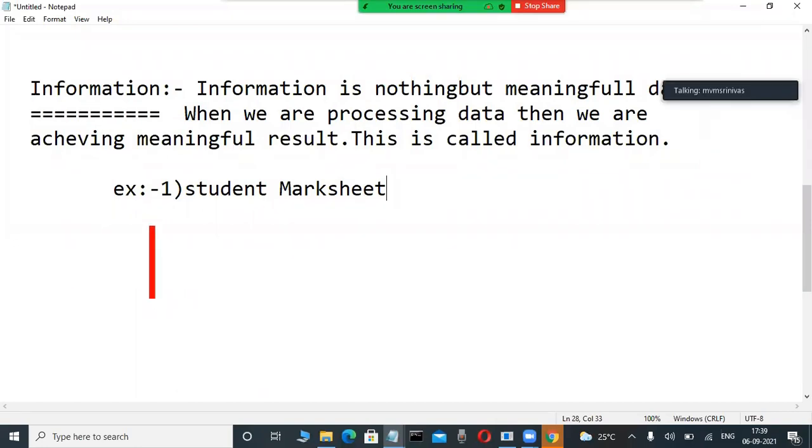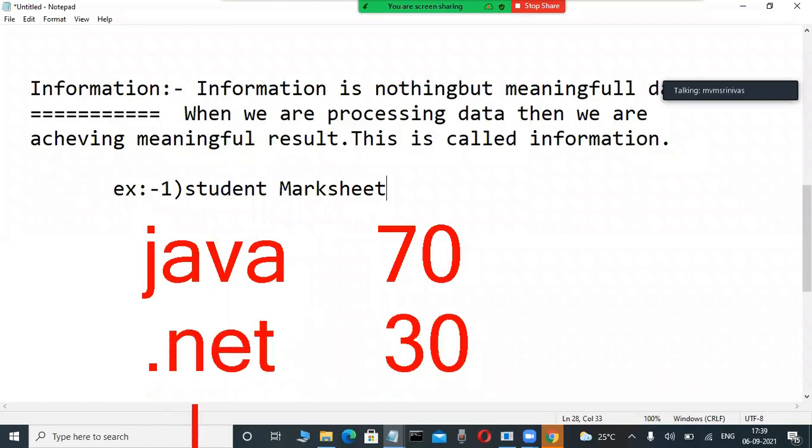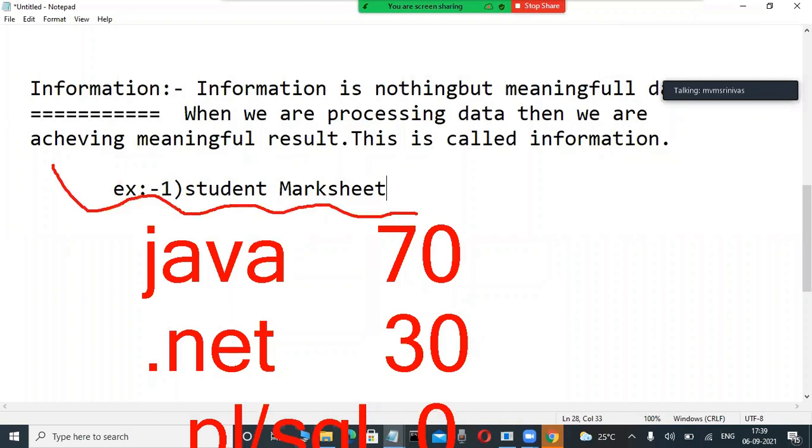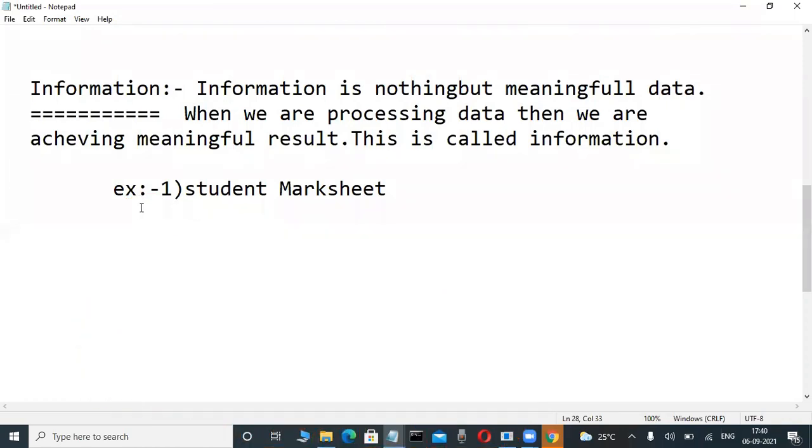Whenever he is viewing that mark sheet, he says, oh, Java is 70 marks. Okay, and .NET? Oh, okay, now 30 marks are there. Again here PLSQL, okay, 0 marks are there. Like this, it is easily understandable, or not? That's why whenever the end user observes that report, it has a meaning and is easily understandable. An end user understandable format is there.